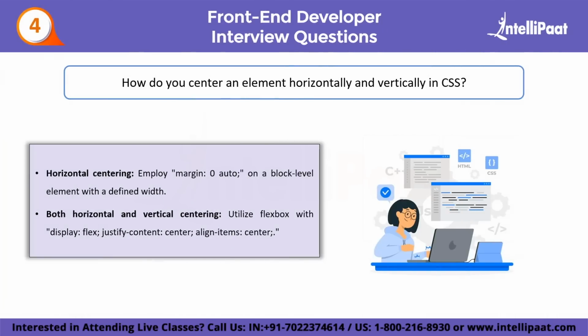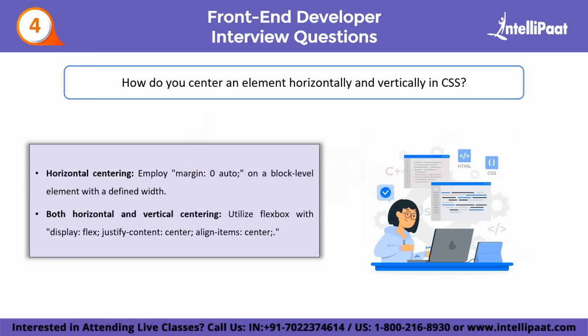Now our next question is, how do you center an element horizontally and vertically in CSS? The answer to this question would be, centering an element both horizontally and vertically in CSS can be done using a combination of properties. To center an element horizontally, you can set the left and right margin to auto, which will make the element automatically take up available space equally on both the sides, centering it horizontally within its parent container.